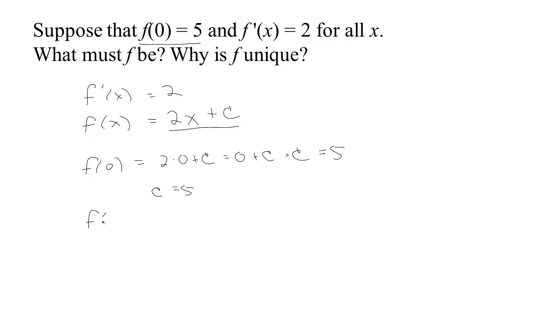So we can finish off the function. We know it should be 2x plus 5. We could always check, is the derivative of this function 2? Yes. When you plug in 0, does 5 come out? Yes. So we know that this is the answer to this problem.